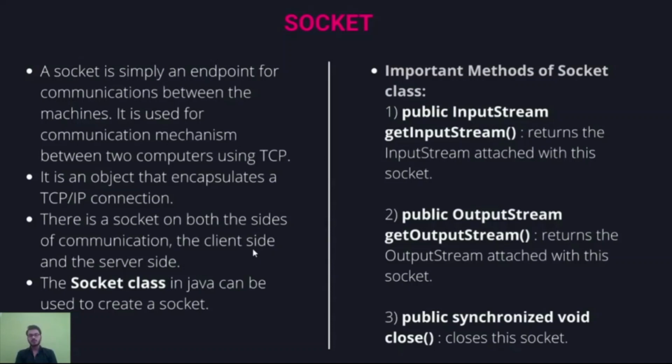Now some important methods of socket class. The getInputStream method returns the input stream attached with this socket, and this stream can be used to receive the data or message coming from the other socket. The second method is the getOutputStream method. It returns the output stream attached with this socket, and this stream can be used to write messages or send data to the other socket. And the final method, that is the close method, is used to close this socket.